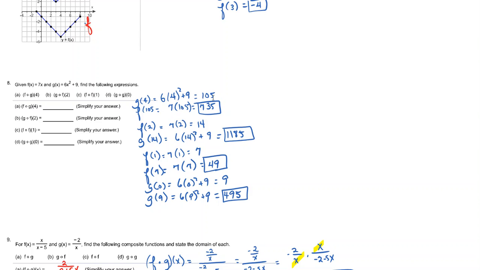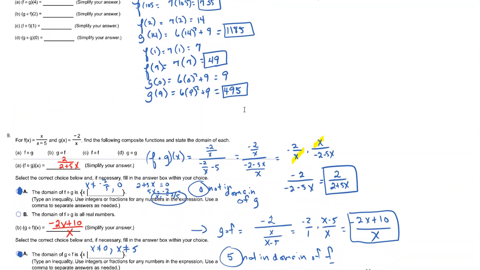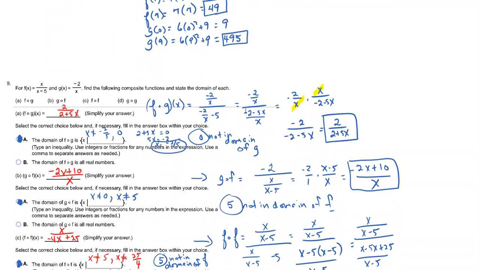Whatever you get here, you're going to put into F. That means 7 times 105, and that's 735. So you're going to do those the same way, just follow the path. Now let's get down to 9, and we do have to do some formulating of domains for these compositions.